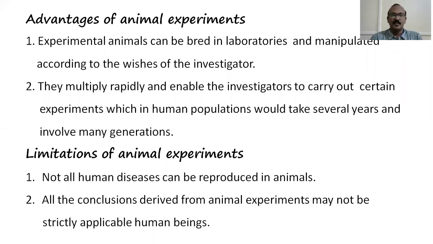involving many generations. If you have seen rabbits or guinea pigs, they multiply rapidly and huge numbers of these animals can be used to carry out the investigations, unlike in human populations where it will take several years and requires many generations to carry out these experiments. So what are the limitations of animal experiments? Not all human diseases can be produced in animals.